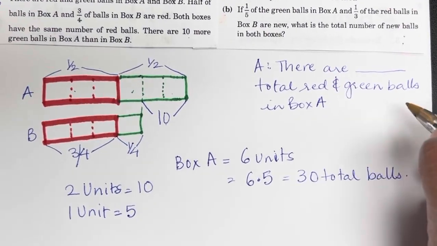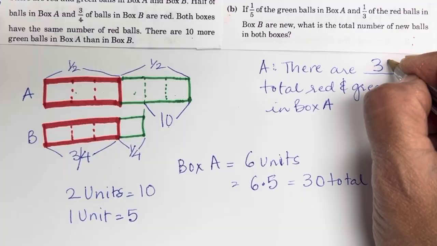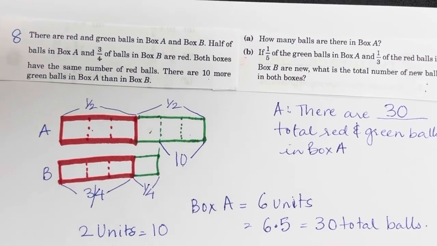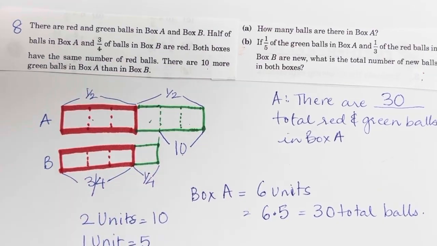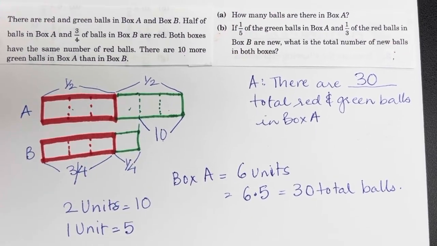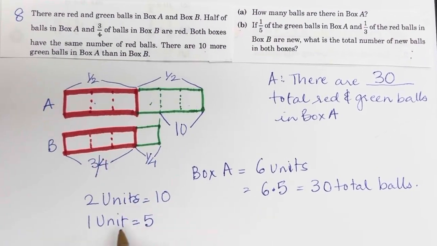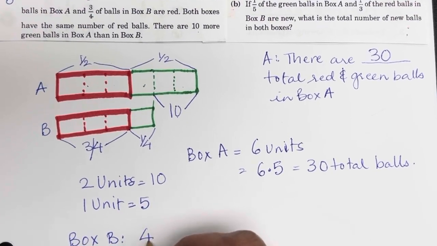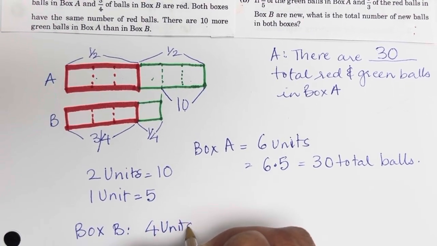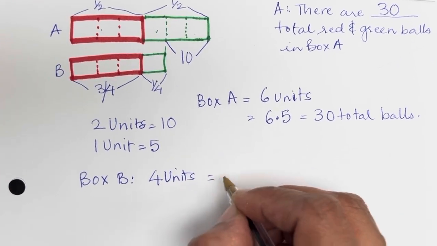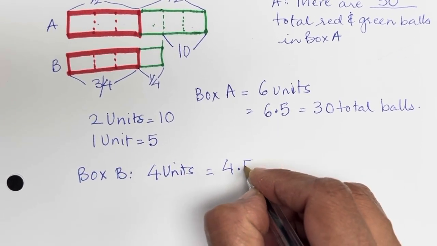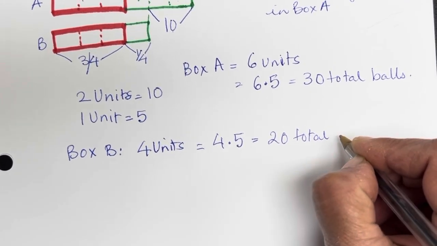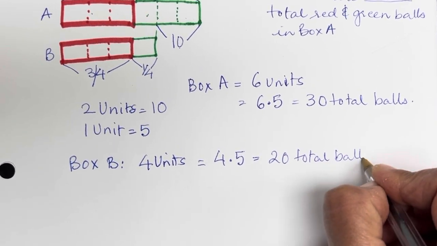So there are blank total red and green balls. We're going to write there are 30 total red and green balls. Okay, so that's how we finish the first part. Now similarly, box B would have how many? Box B has 4 units. So box B has 4 times 5 is equal to 20 total balls, red and green combined.